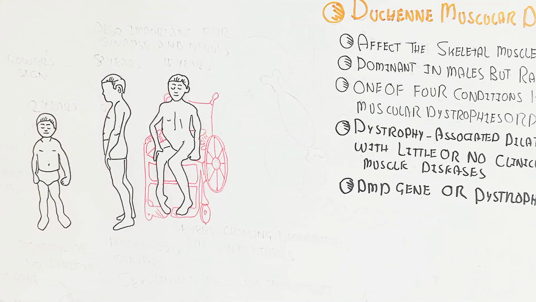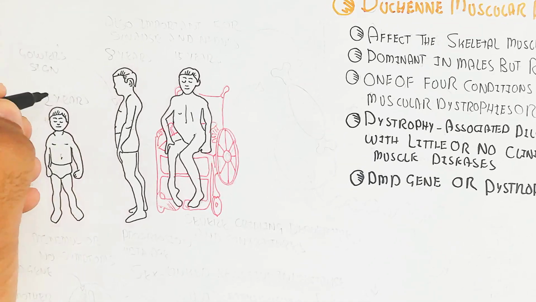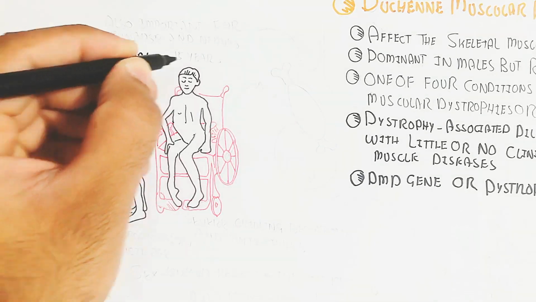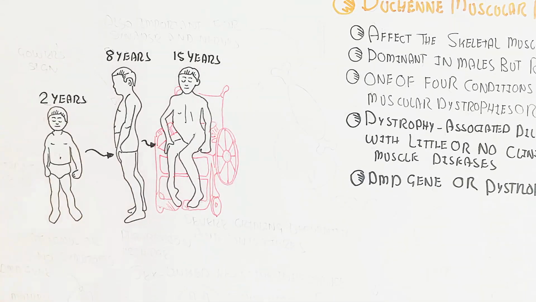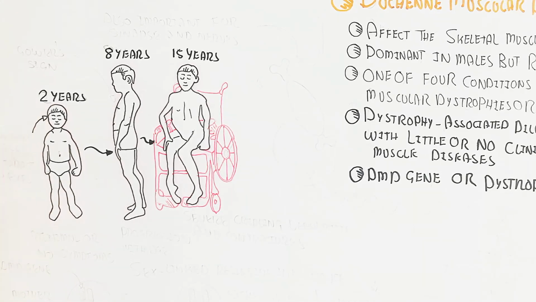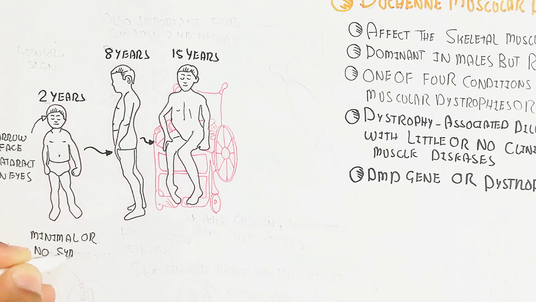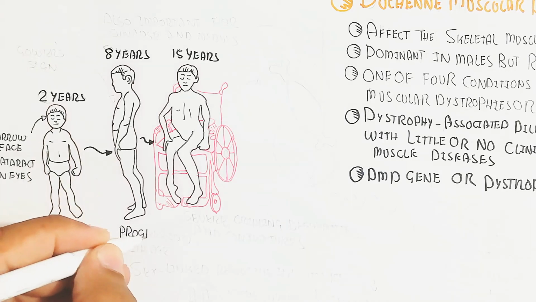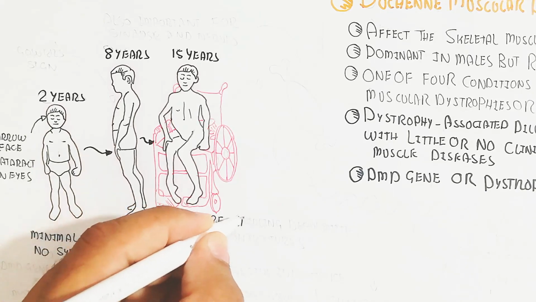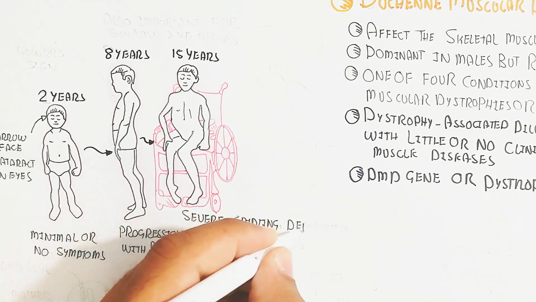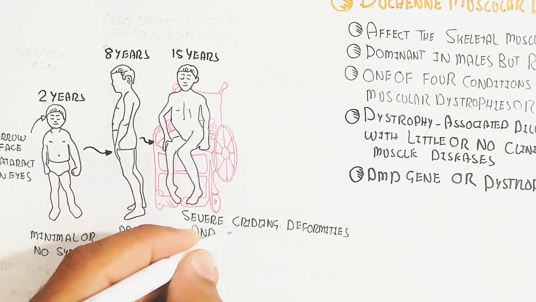These are the different ages of the same person. At 2 years, there are minimal or no symptoms, but a narrow face and cataract in the eyes. Further, the progression goes on with age, at 8 years. With further progression, Gowers' sign will appear. The upper body is held to move, and the walking will be different.